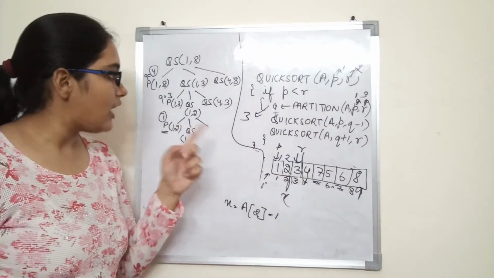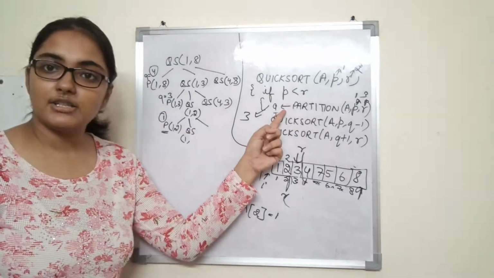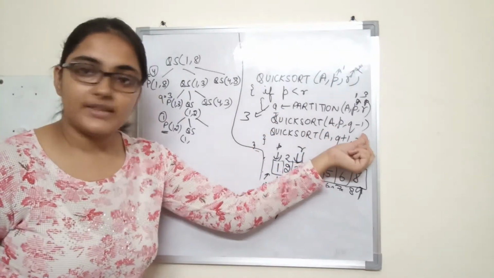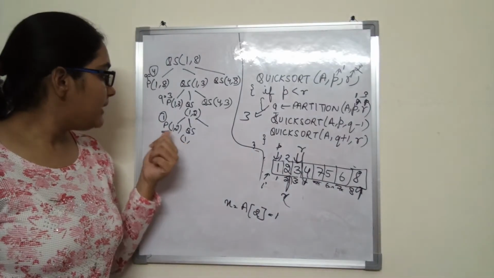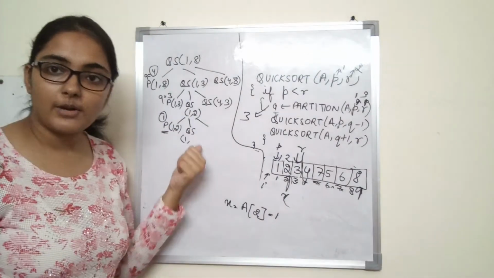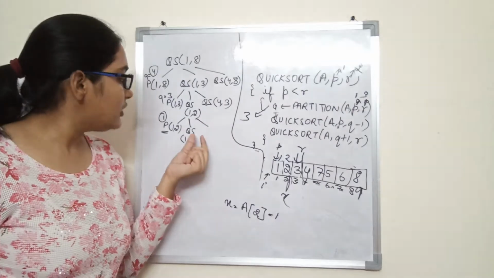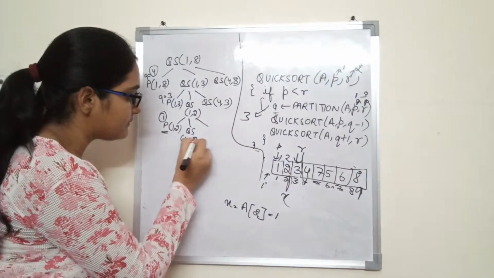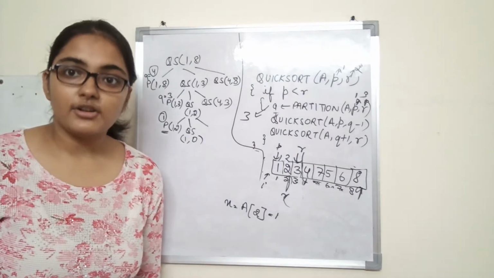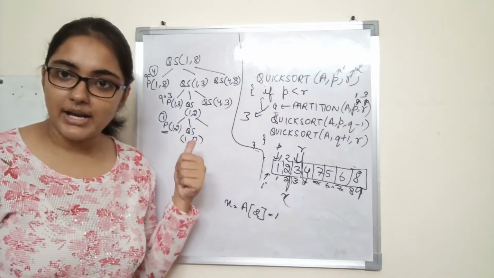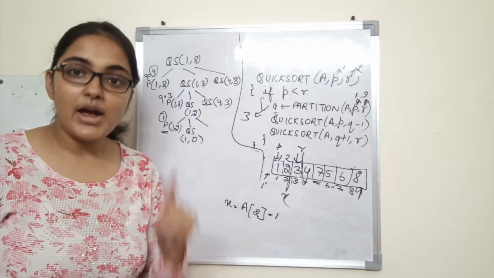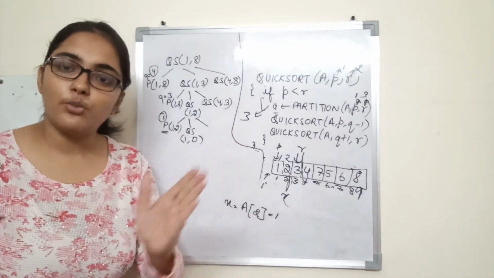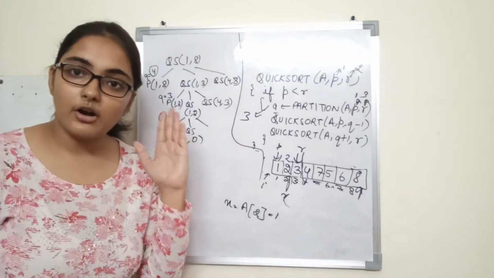Right? So now when the partition function returns q, what happens? Quicksort is called from p to q minus 1. What was p? P was 1 itself. And q minus 1 is 1 minus 1, that is 0. Understood? Why? Because partition has returned 1, so q becomes 1 now, and quicksort has to be called from p to q minus 1, that is 1 to 1 minus 1, that is 0. So it will be called from 1 to 0.